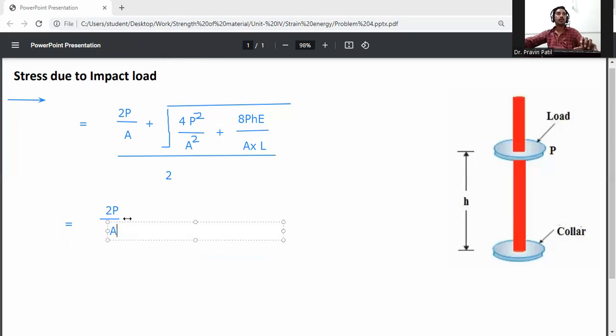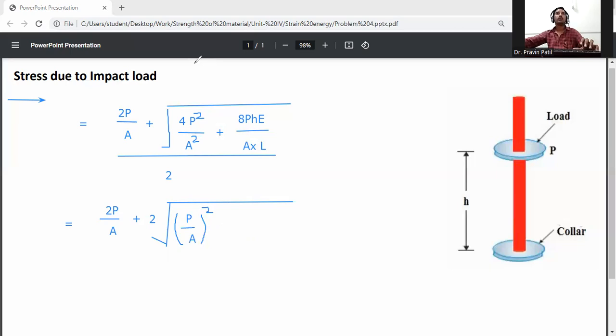2P divided by A, plus take common here 4 from this. Root of 4 means 2 will be outside, then root of (P by A) whole square.